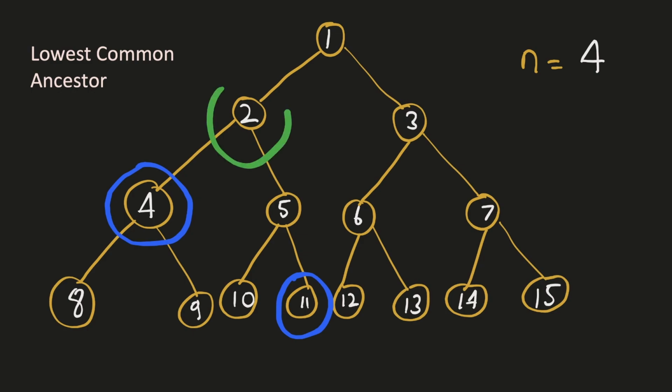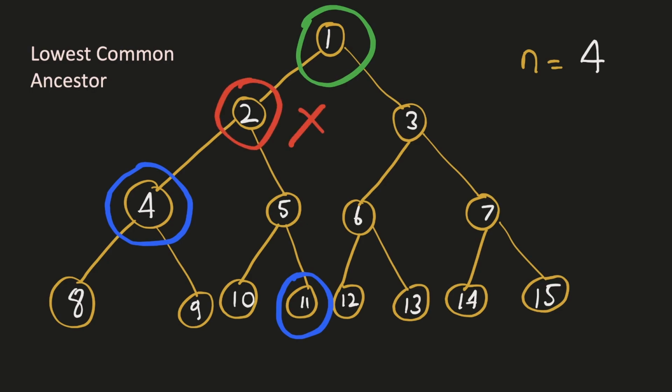The ancestor of 4 will be 2 and 11 will be 5. Both of them don't match, so we'll repeat this process. The ancestor of 2 is 1 and 5 is 2. Ideally, they should have intersected at node 2, but if we continue like this it will never happen. So obviously this won't work.